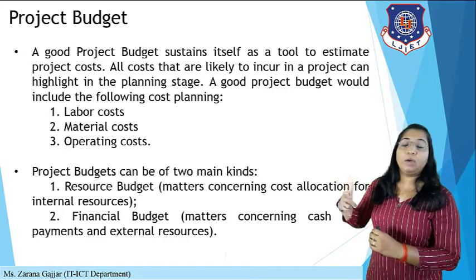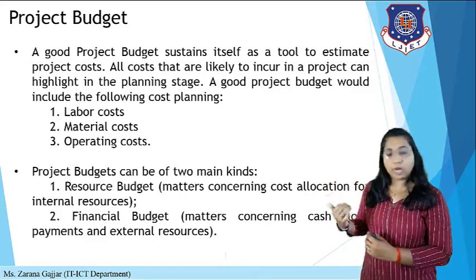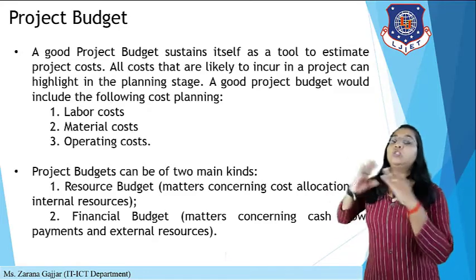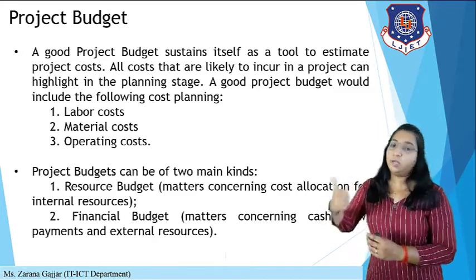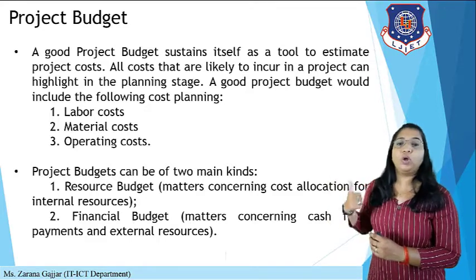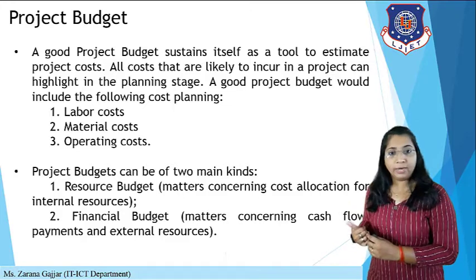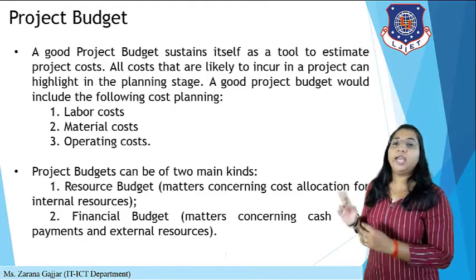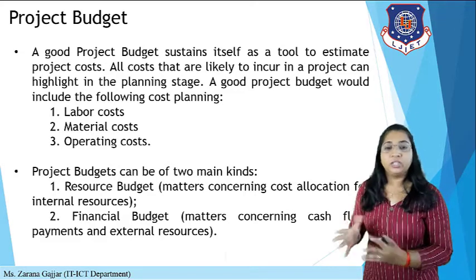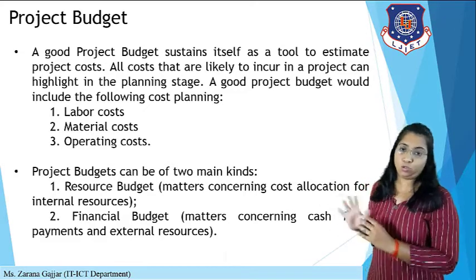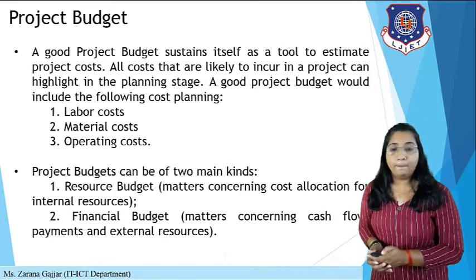Okay, so as we have already discussed, three main things for a good budget, that is labor cost, material cost, and operating cost. Okay, but this overall project budget can be of two kinds. First is a resource budget, where we are including all the human resources, hardware and software resources, or any environmental resource. And the second one is a financial budget, where you are calculating the financial side, like costing of all these resources. Okay, so these are the two things about the project budget.